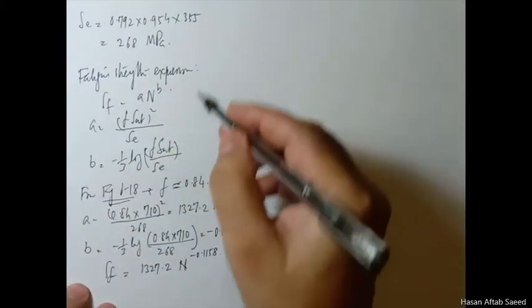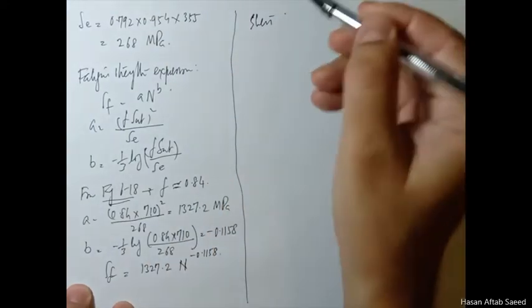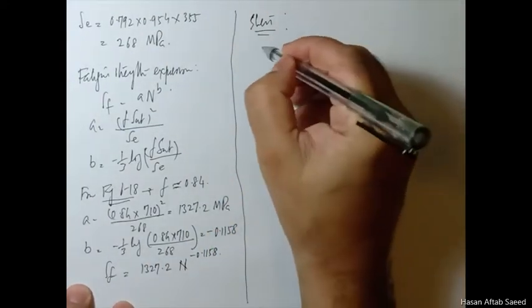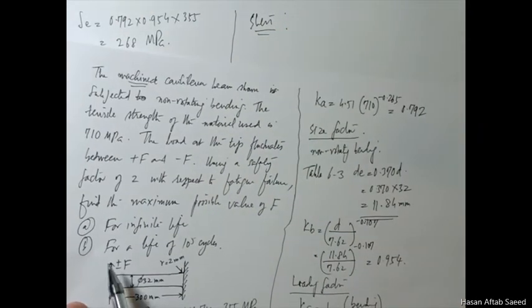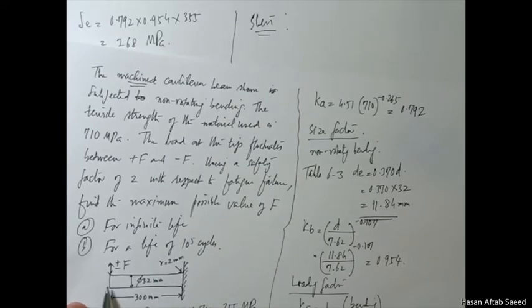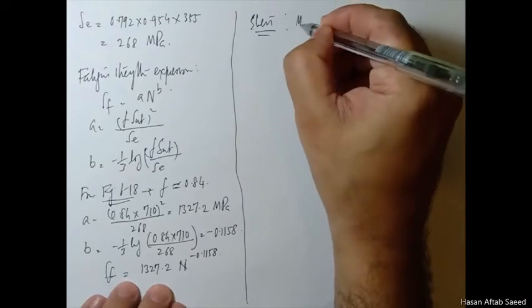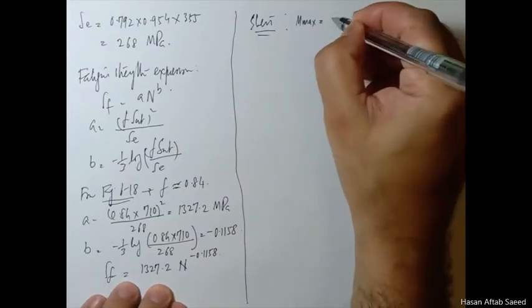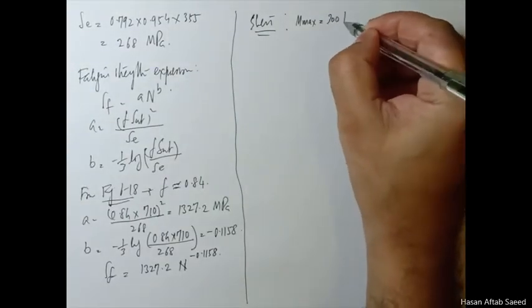Now we have dealt with the strength part. We know all about the strength of this part. Now let's talk about the stress. What about stress? The loading, as you can see, is bending. So this force multiplied with this, the bending moment is maximum at the root, very obvious. So the maximum bending moment is simply 300 multiplied by F. 300 is the moment arm.